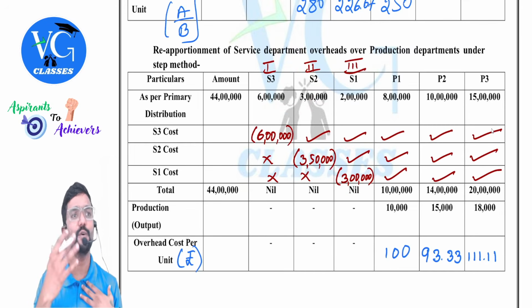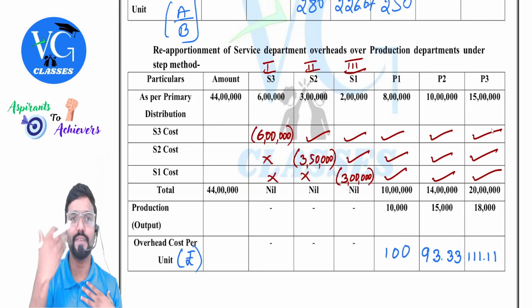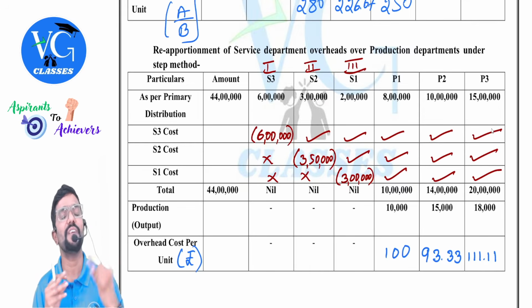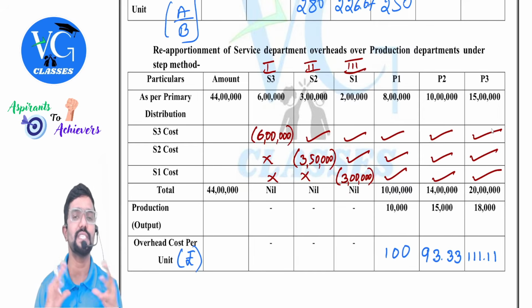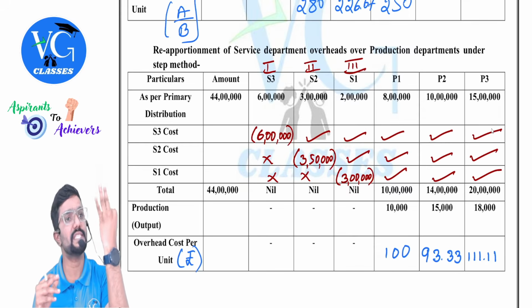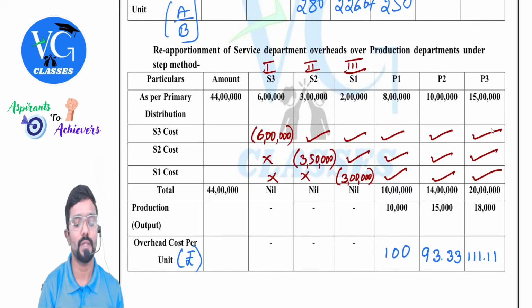Assume, guys, we both are service departments. I am giving service to you. You are also giving service to me. We cannot follow the direct method or the step method. Then which is the suitable method, sir? Reciprocal service method, which has 3 things there. What are those? One by one.